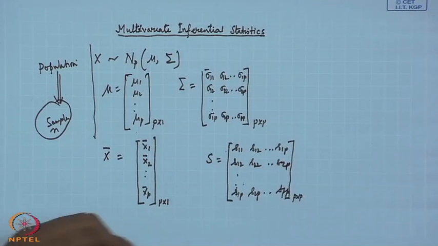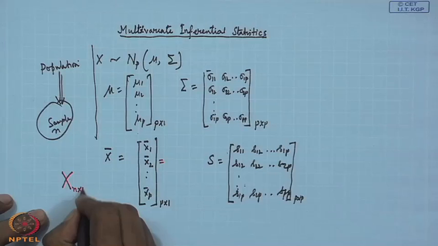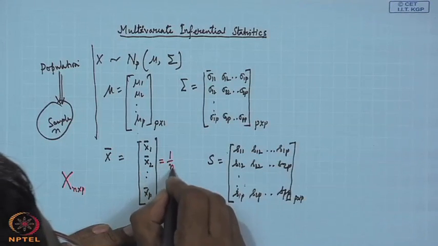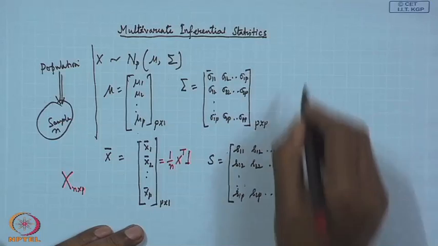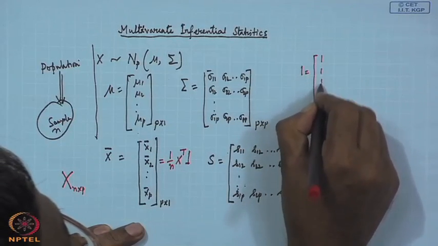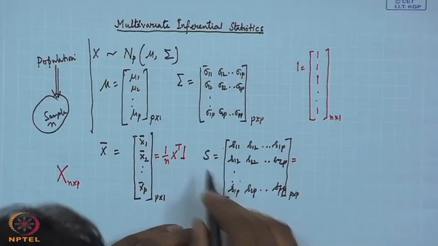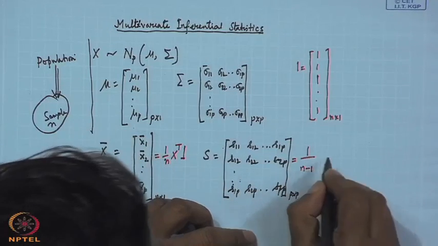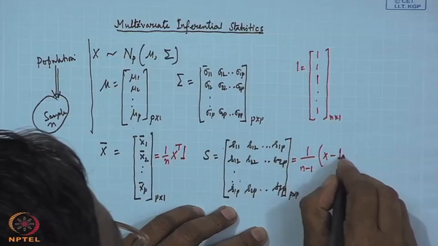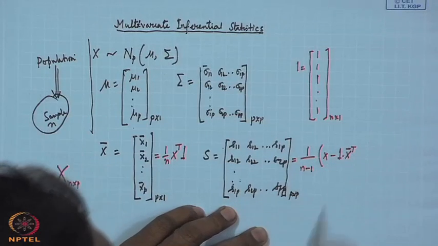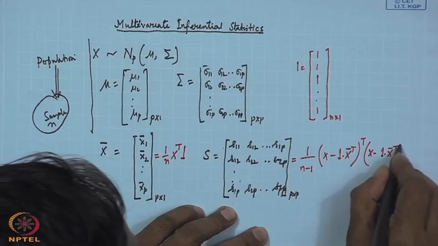What formula have you used earlier? You have seen already that if your data matrix is X, n cross p, then you have used 1 by n, X transpose, times a unit vector 1, which is 1 1 1, n cross 1. For sample covariance, you have computed X minus 1 dot x bar transpose, transpose, followed by X minus 1 dot x bar transpose. It will be p cross p. This is the formula you have used.